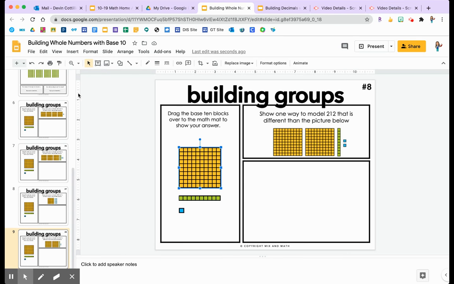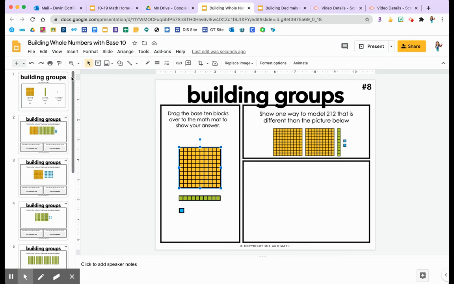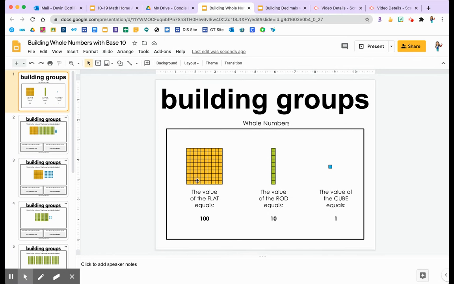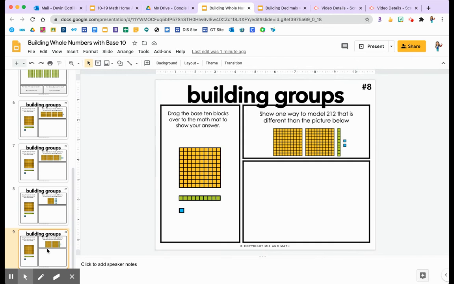The next part of your assignment is going to be building some numbers with base 10 blocks. So you'll have a slide like this that shows you the value of each base 10 block. So your flats are worth 100, your rods are worth 10, and your cubes are worth 1. So you are going to get a slide similar to this. This shows you the blocks that you're able to drag.